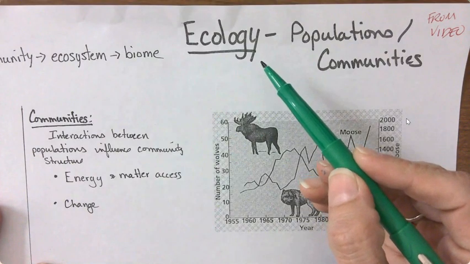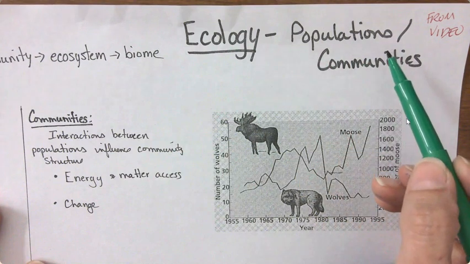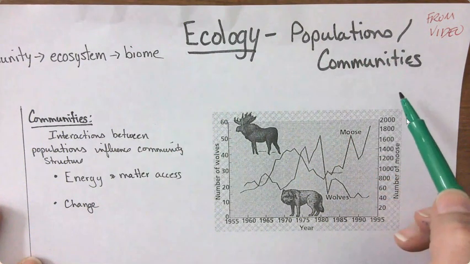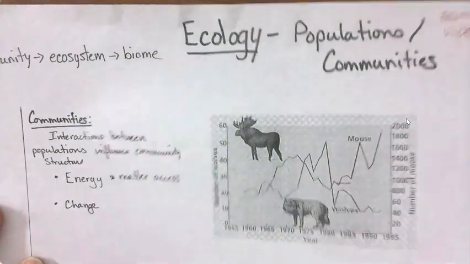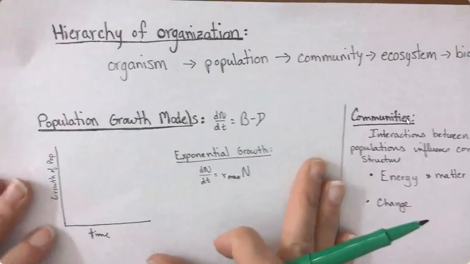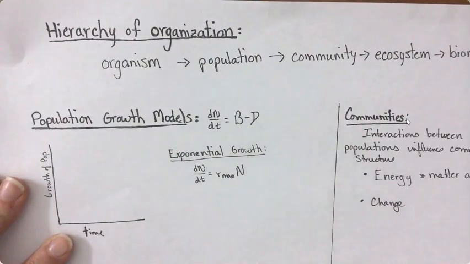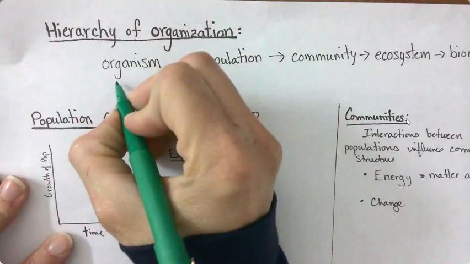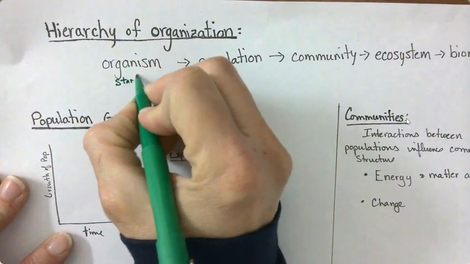This video is on population dynamics and community relationships. Let's start with the hierarchy of organization. First, we have our organism. I'm going to give you examples of each of these. Like, let's say we have a starfish.